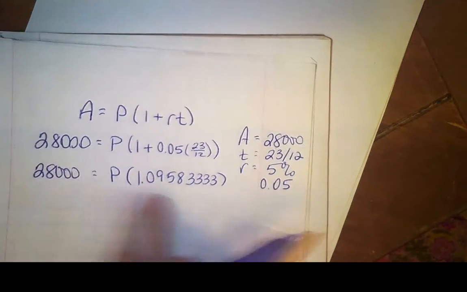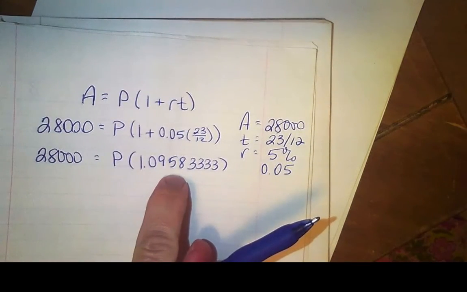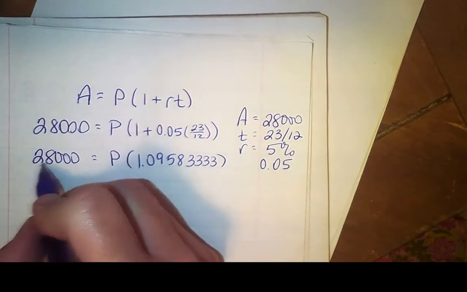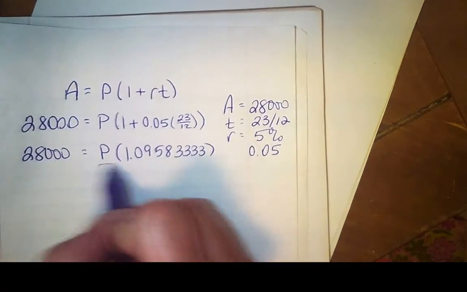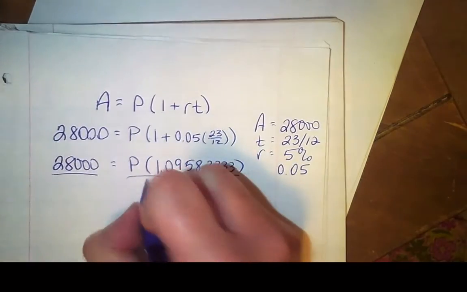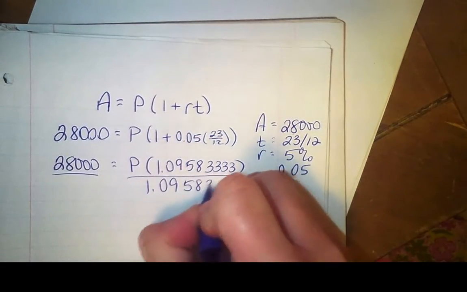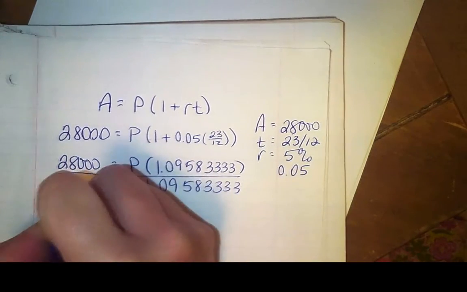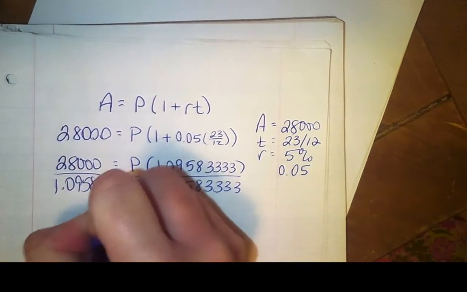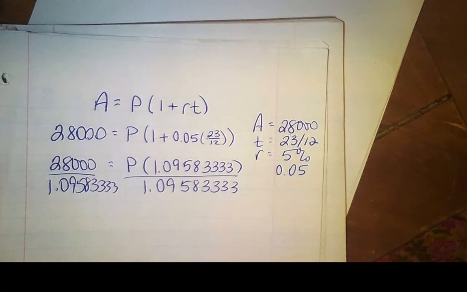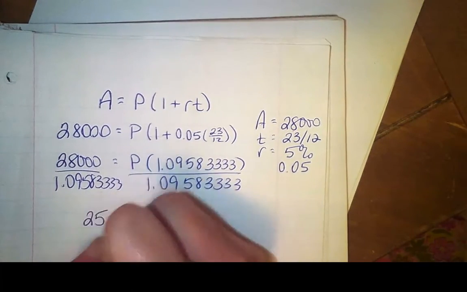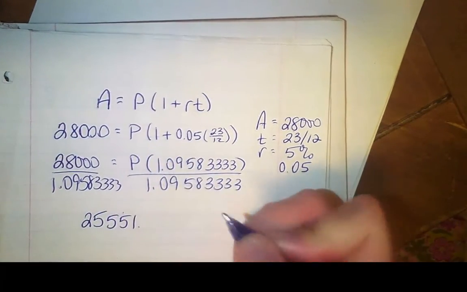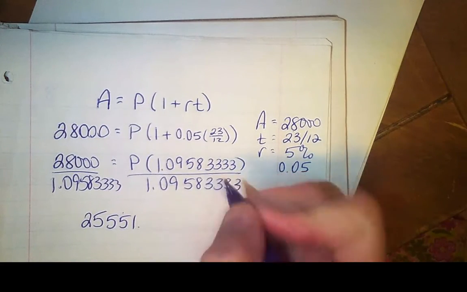Now I can just divide both sides by that amount, and I'll find out what P is. So do 28,000 divided by this, 1.0958, and then a whole bunch of threes. Look, it's so hard to read my writing. All right, so I'm going to take 28,000 divided by that value, and I'm going to get 25,551.33.